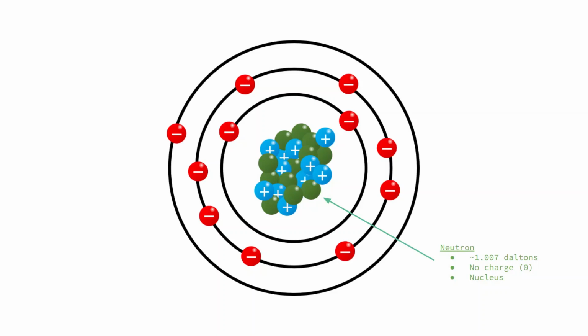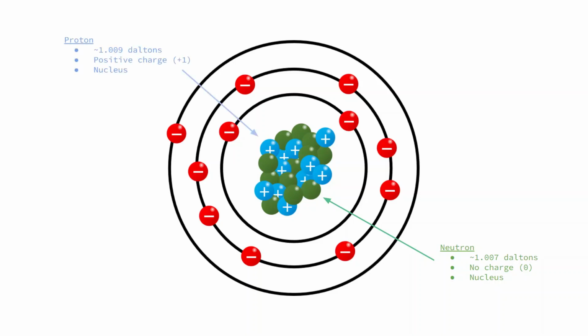Neutrons are located in the middle of the atom called the nucleus, and it weighs approximately 1 Dalton. And Daltons are just a unit for molecular weight, and neutrons have no charge.